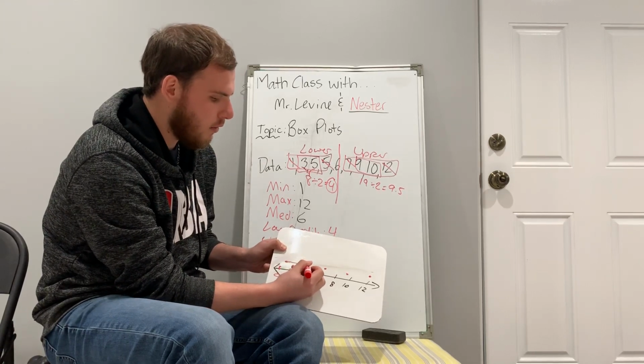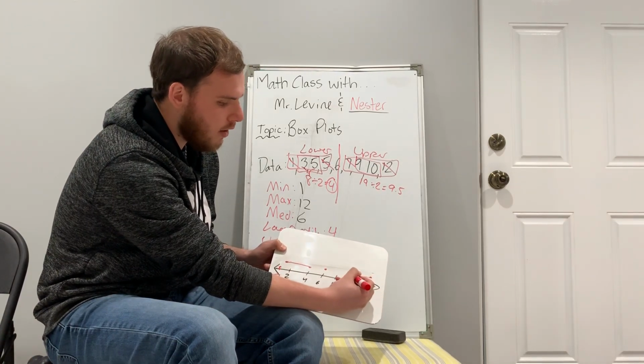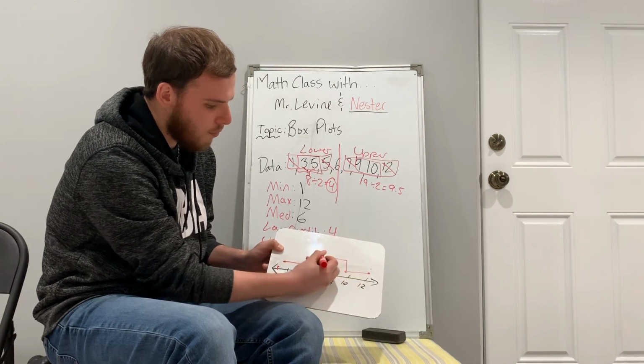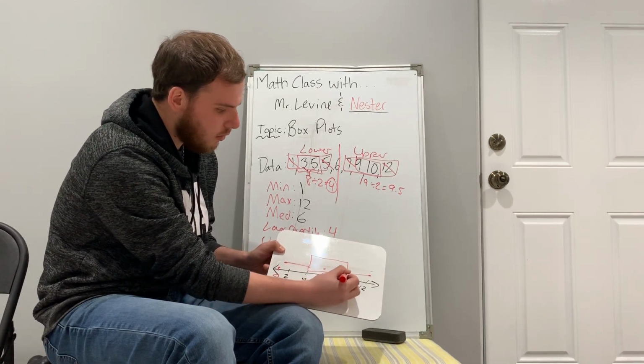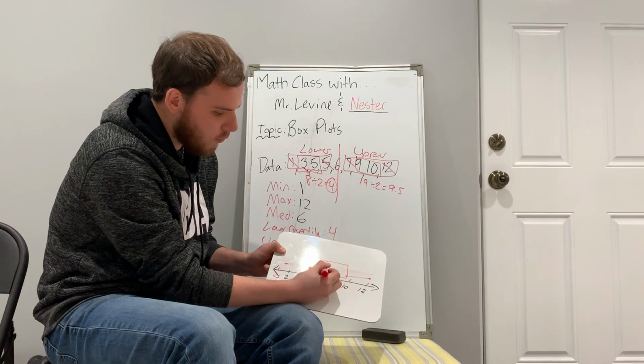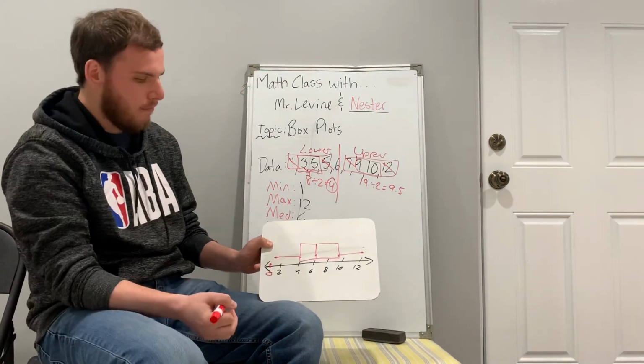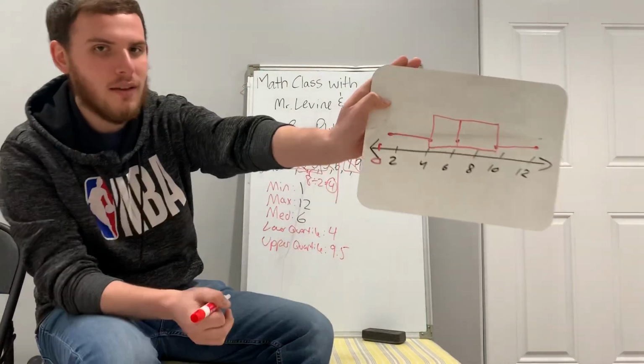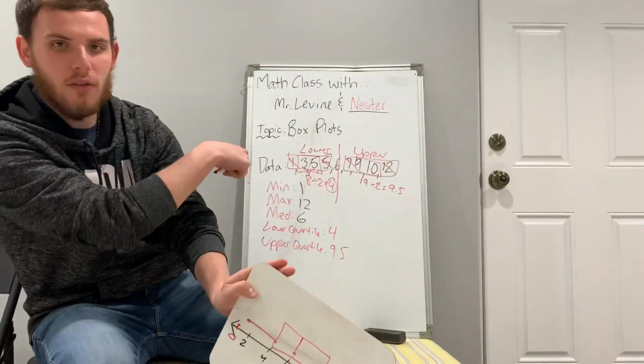We connect the 2 dots on the outside, and then, you guessed it, draw a box, and then draw a line right through where the median is, and boom, box plot. And that's all done. That's the final box plot. You used all 5 points.